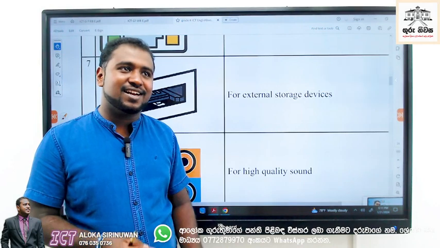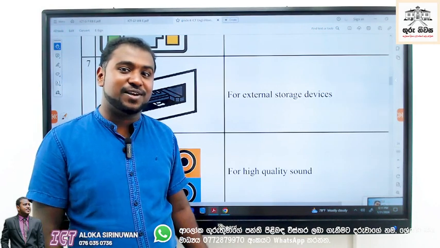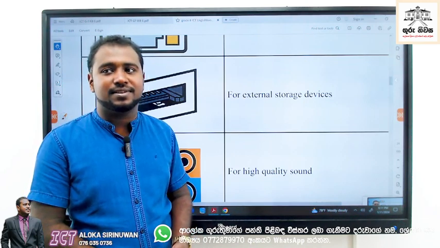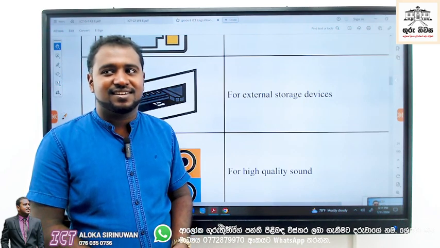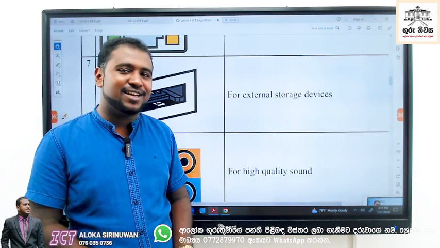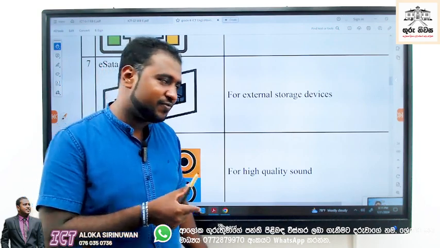Yes. There are two types of RJ45. Can anyone remember that? That is RJ11, right? Okay, there are two ports called RJ ports.